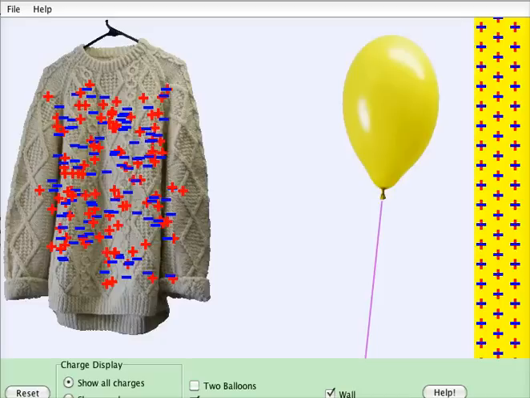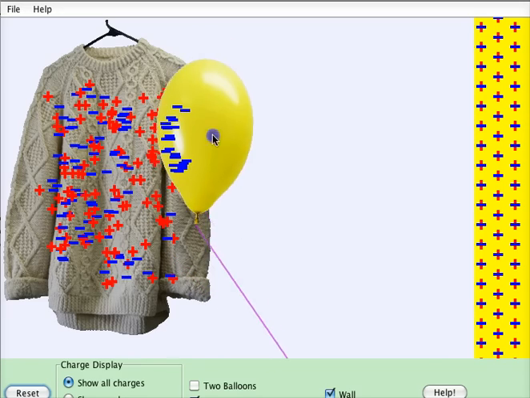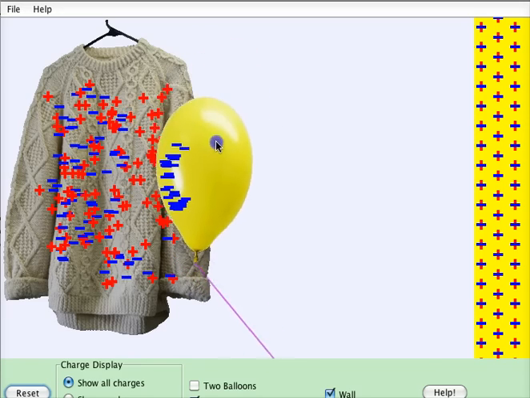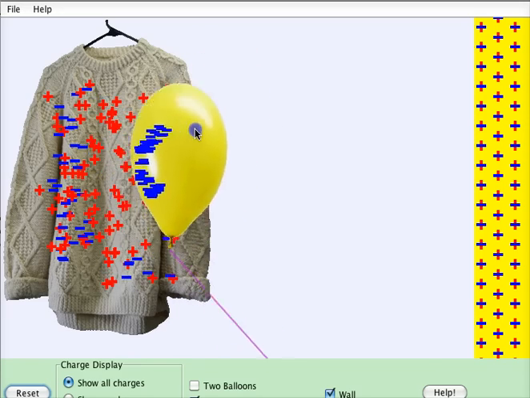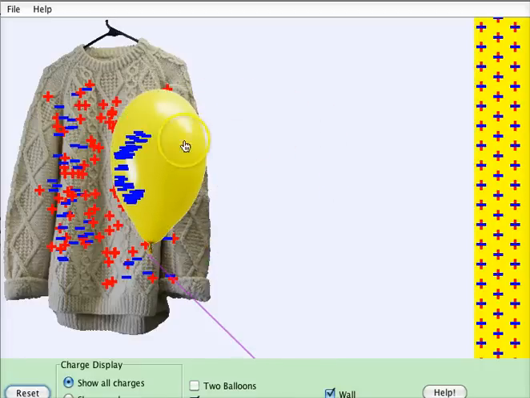So in this applet we have a balloon and a wall, but no head, but we've got a pullover instead, and you can see the charged particles in the pullover are relatively spread out and balanced. If I take the balloon and I rub it on the pullover, the balloon gains a negative charge. The pullover loses some of its negative charge, and as a result they're opposite. And they now attract quite strongly together.